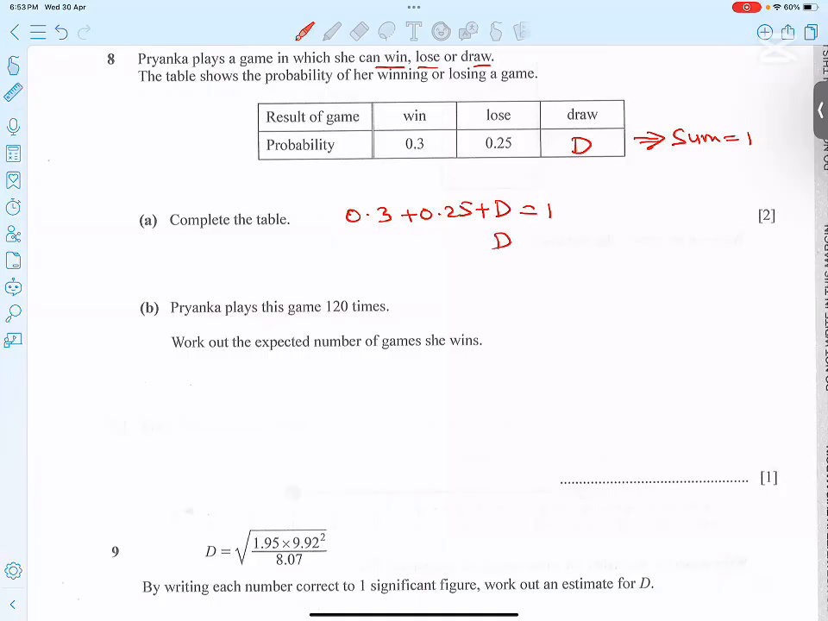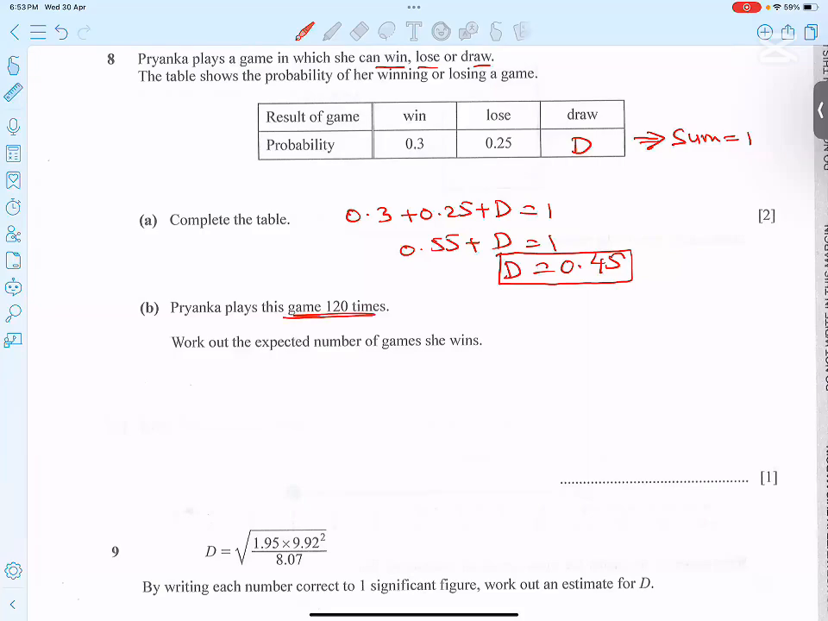And this becomes 0.55. And if it goes there and we subtract, it becomes 0.45. So this is my answer number one. I hope the concept is very clear, about finding which is missing. We got it. Let's talk about the next one.